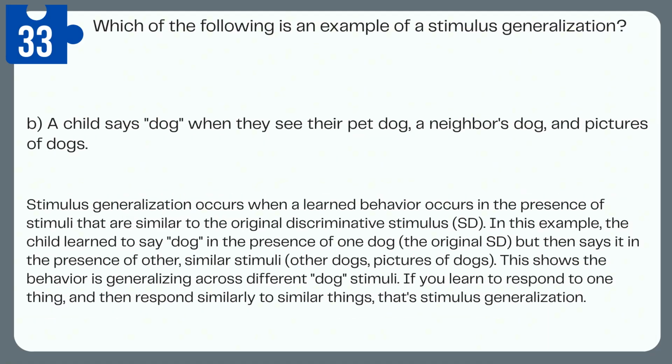Answer: B. A child says dog when they see their pet dog, a neighbor's dog, and pictures of dogs. Stimulus generalization occurs when a learned behavior occurs in the presence of stimuli that are similar to the original discriminative stimulus, SD. In this example, the child learned to say dog in the presence of one dog, the original SD, but then says it in the presence of other similar stimuli, other dogs, pictures of dogs. This shows the behavior is generalizing across different dog stimuli. If you learn to respond to one thing and then respond similarly to similar things, that's stimulus generalization.